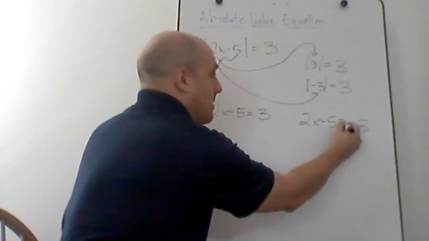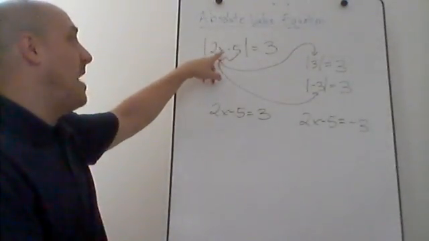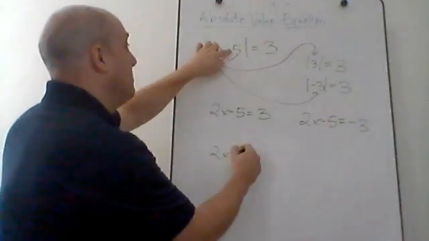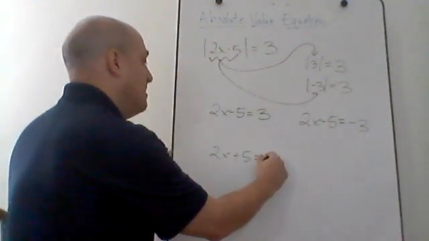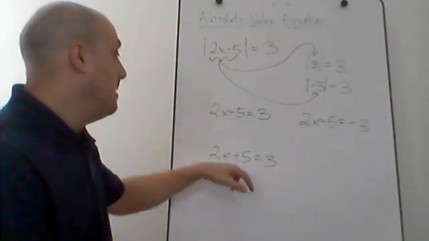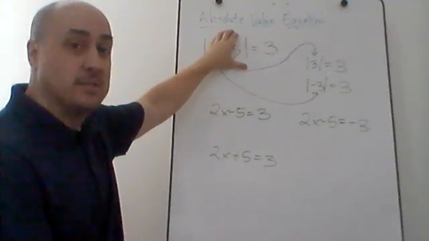Another thing I'll point out, because I've seen a lot of students make this mistake in the past, is they say, well, absolute value turns everything positive. So the absolute value of 2x is 2x, the absolute value of minus 5 is plus 5, so 2x plus 5 has to equal 3. That's not right. Remember, the absolute value takes this entire quantity and makes it positive.